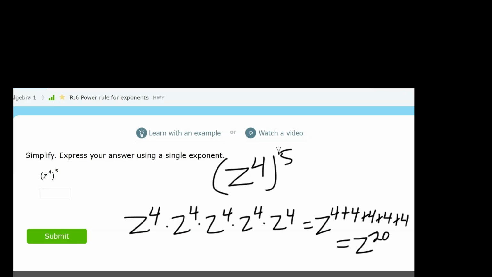Again, you can just multiply out these exponents and think of it as z to the 4 times 5. And that gives us z to the 20th. Okay.